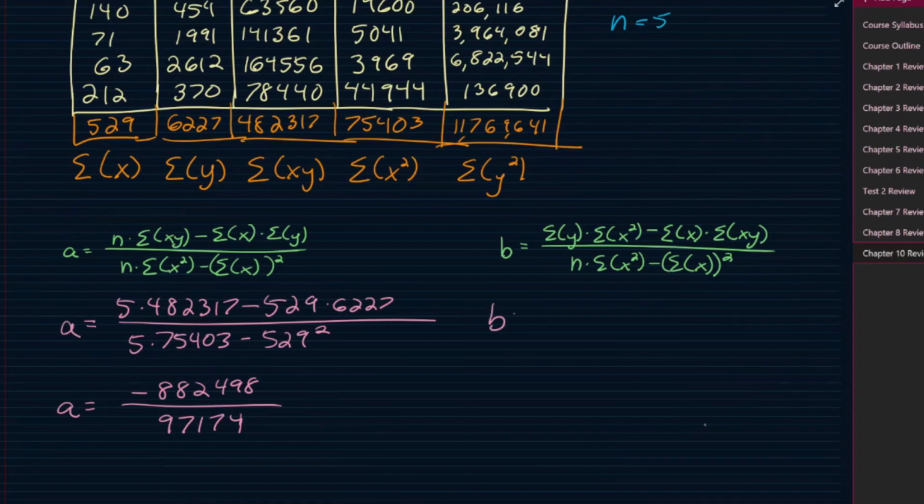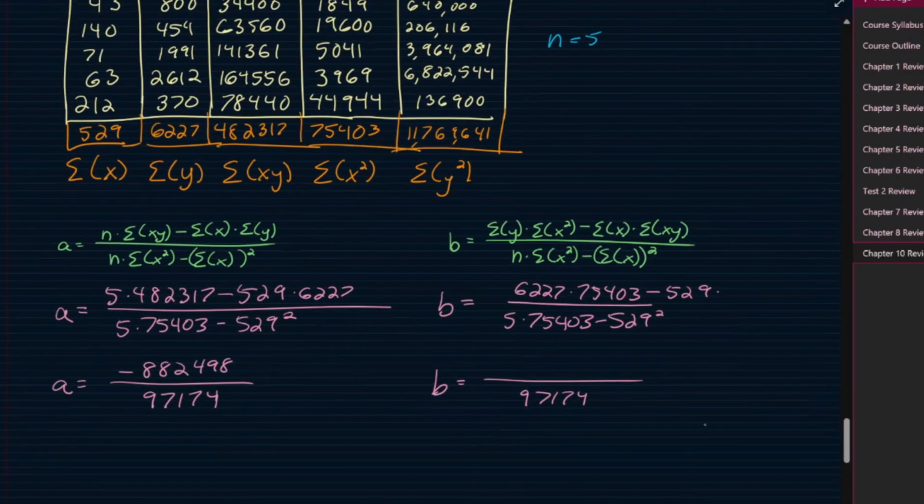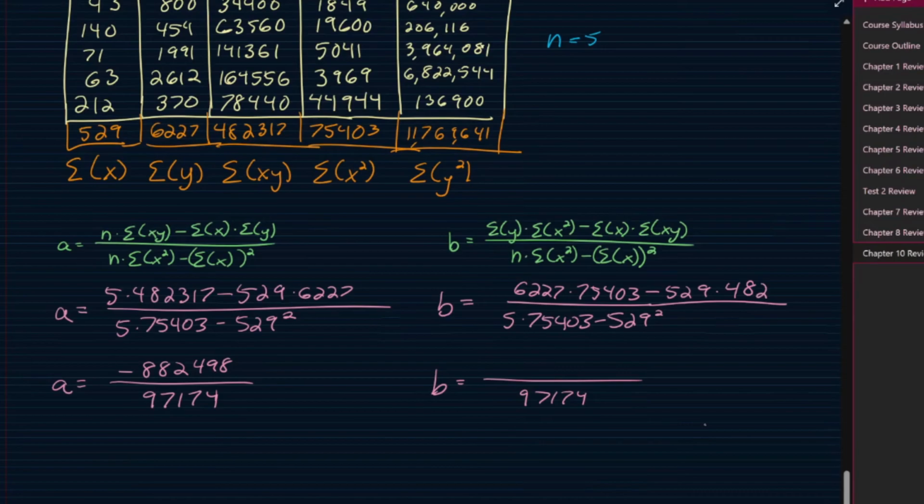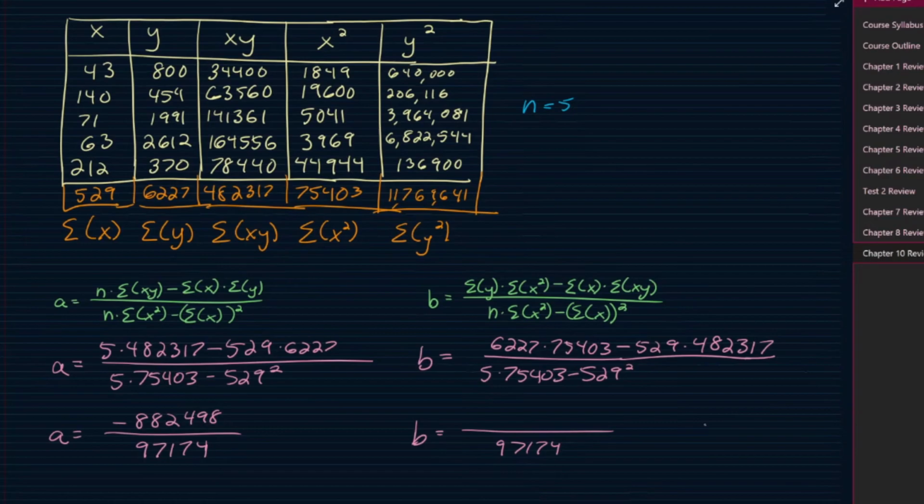Remember that the denominator is the same in both, so I already know this is 5 times 75403 minus 529 squared, which is 97174. The numerator is different though. The sum of the y's, that's 6227, times the sum of the x squareds, 75403, minus the sum of the x's, that's 529, times the sum of the xy's, which is 482317. Thank goodness we don't need the y squareds, because that's the 11 million number.